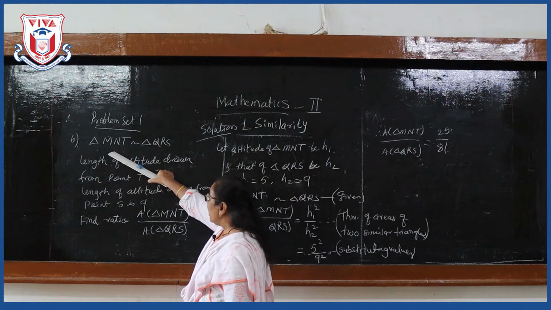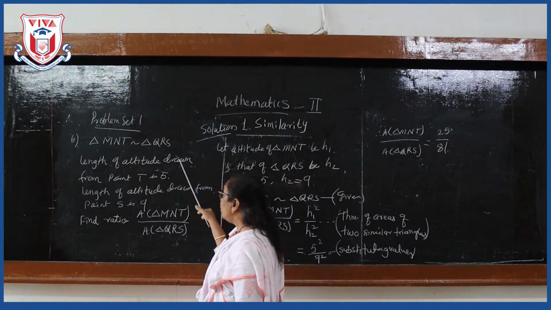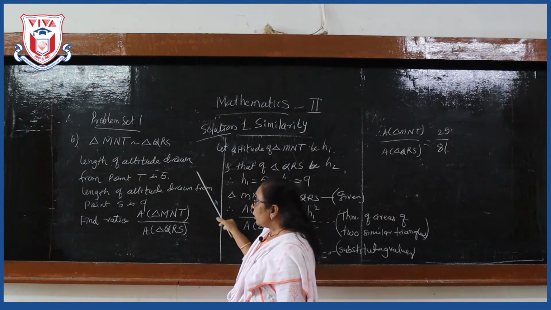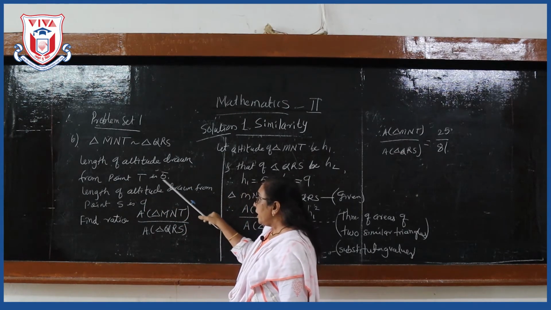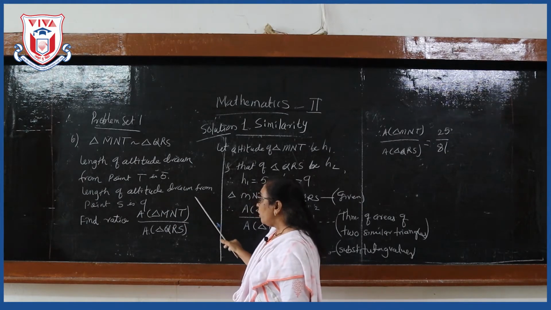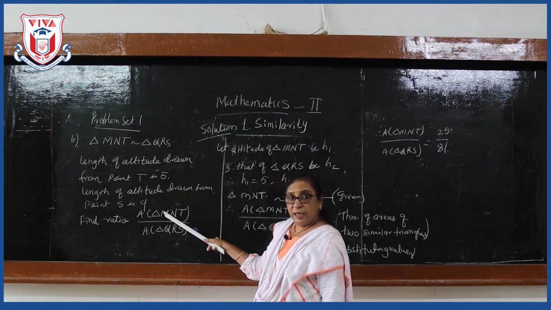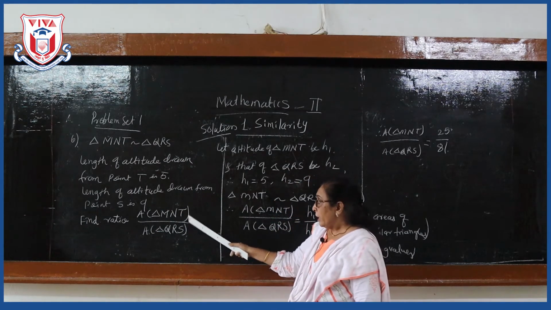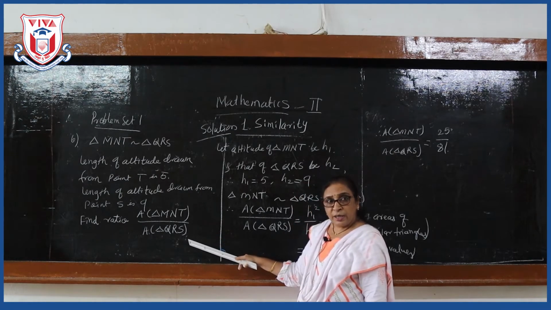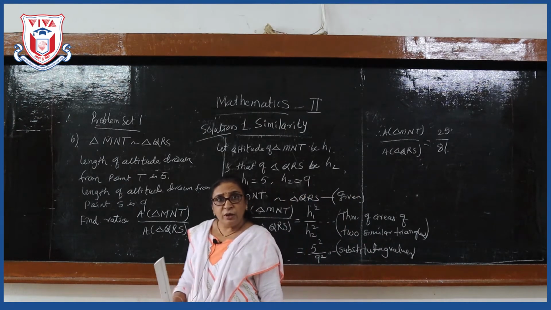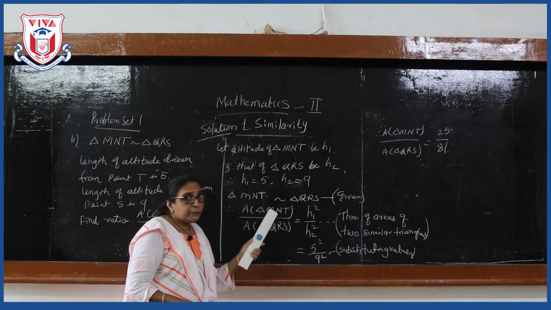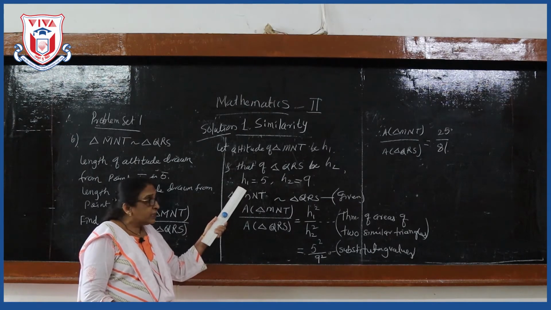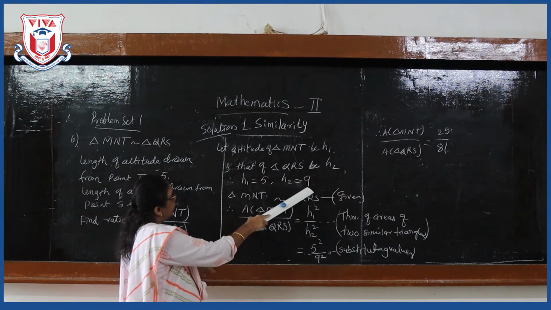In this question, triangle MNT and triangle QRS are given as similar. The length of the altitude drawn from the point T is 5. The length of the altitude drawn from the point S is 9. And we have to find the ratio area of triangle MNT upon area of triangle QRS. Now there is no need to draw the figure also. When the triangles are similar, then their altitudes, which are also called heights, are given as 5 and 9.